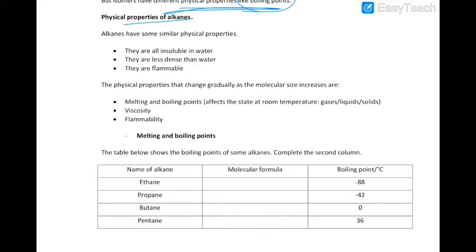So these are the physical properties of alkanes: insoluble in water, less dense than water, so it's going to float, and they are flammable. That's why we use methane as a fuel, because it's flammable. And the physical properties change gradually as the molecular size increases. So melting point and boiling point, viscosity and flammability.